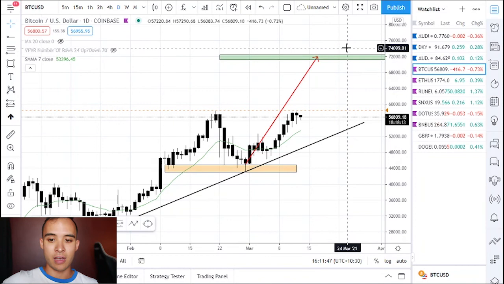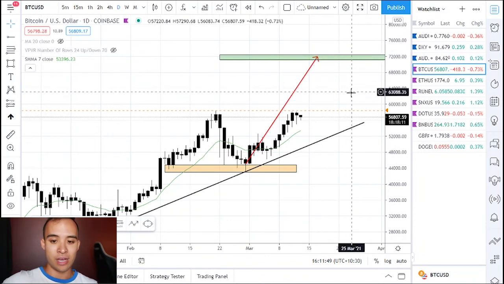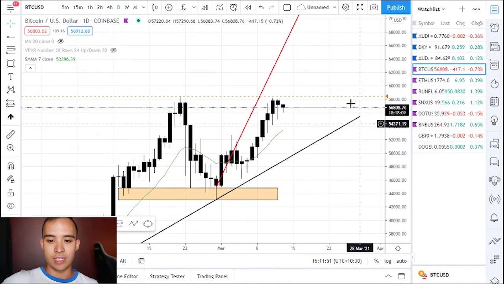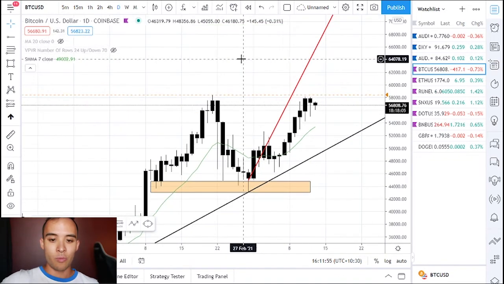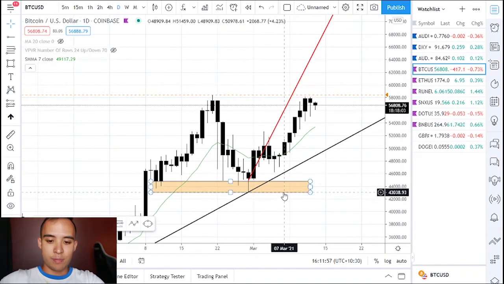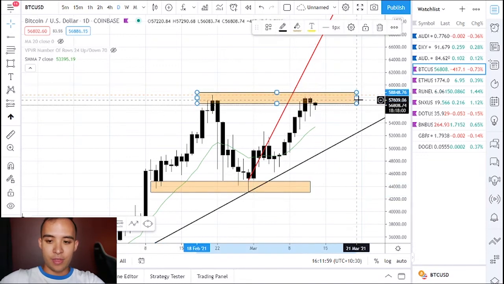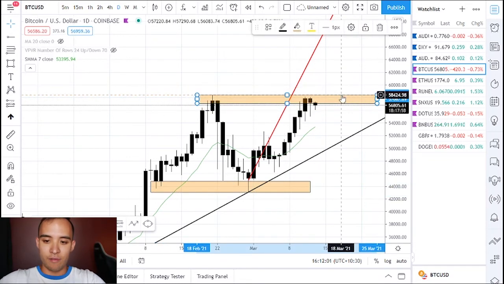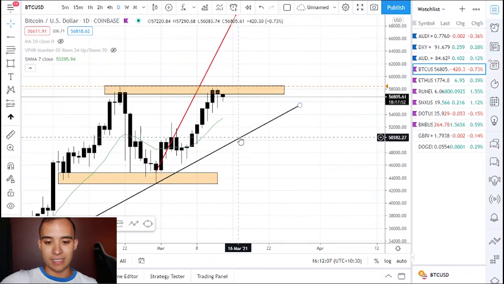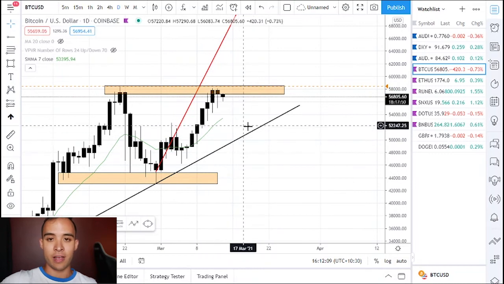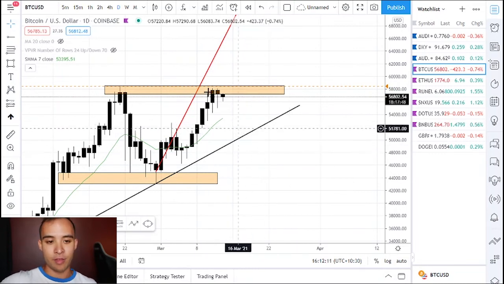So my personal target for Bitcoin is 72,000, and I'm just waiting for it to get there. For it to get there, it's going to need to break this all-time high. What I don't want to see is price forming a double top, and the thing is, it can do whatever it wants. It could form a double top, it could range, it could reject the double top, come back down to this ascending trend line, pick up some strength from there.